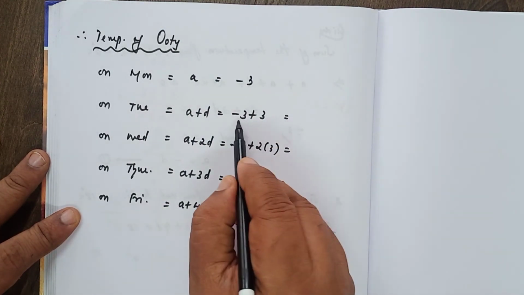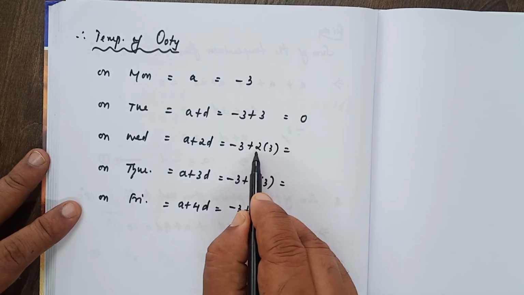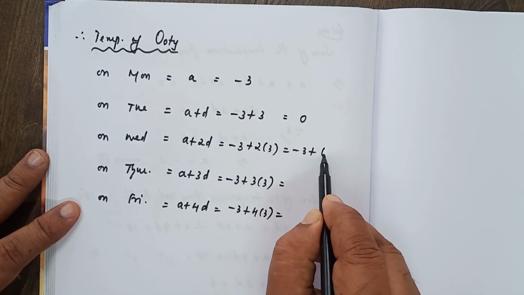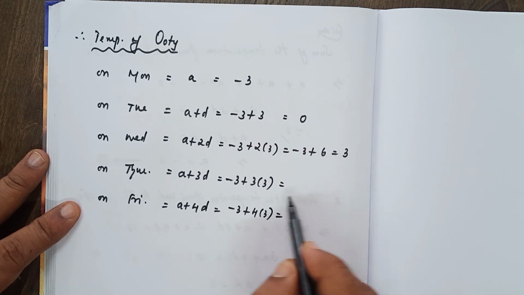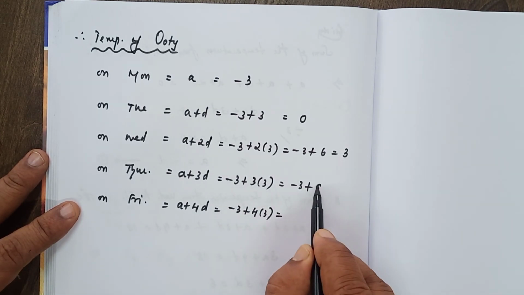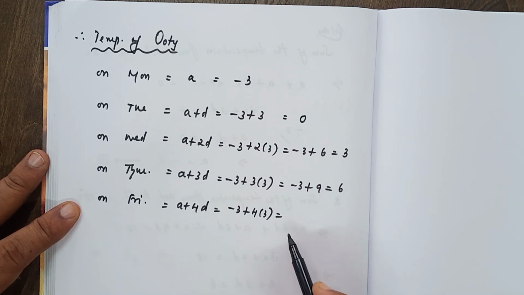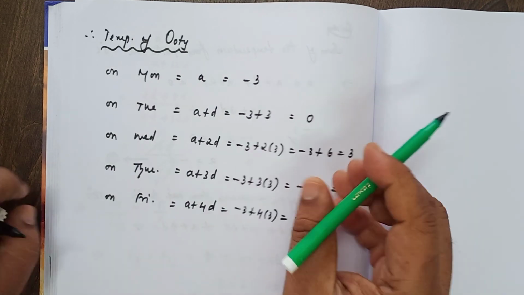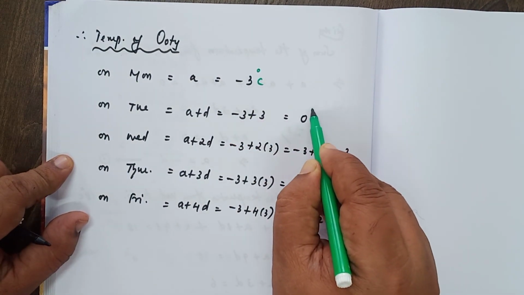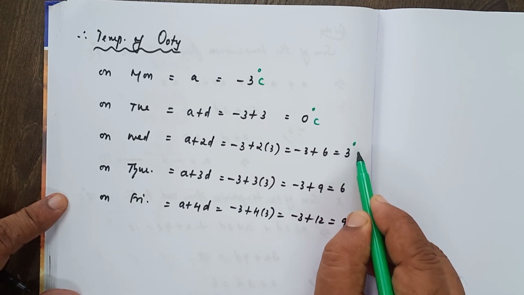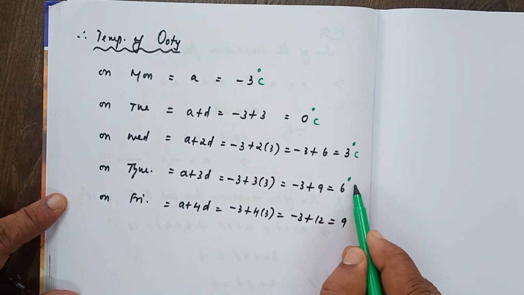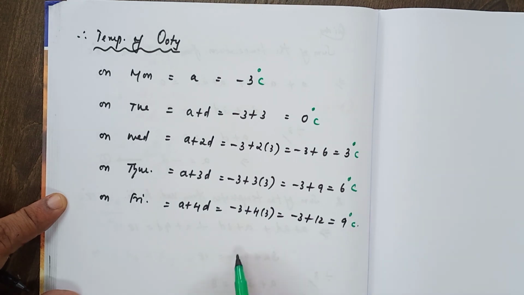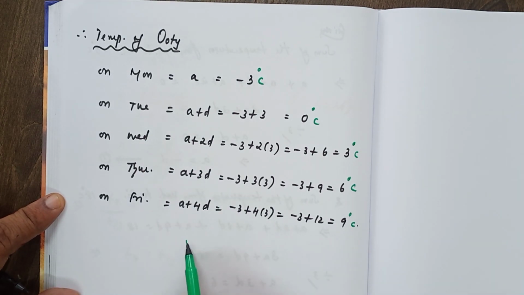Minus 3 plus 3, that is 0. Then minus 3 plus 2 3s are 6, that is equal to 3. Minus 3 plus 3 3s are 9, 9 minus 3, that is equal to 6. Minus 3, 4 3s are 12, 12 minus 3, that is equal to 9. So you have to write minus 3 degrees Celsius, 0 degrees Celsius, 3 degrees Celsius, 6 degrees Celsius and 9 degrees Celsius from Monday to Friday.